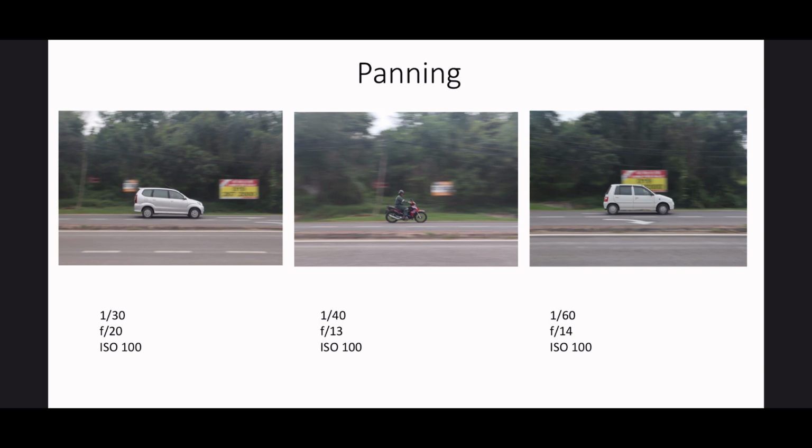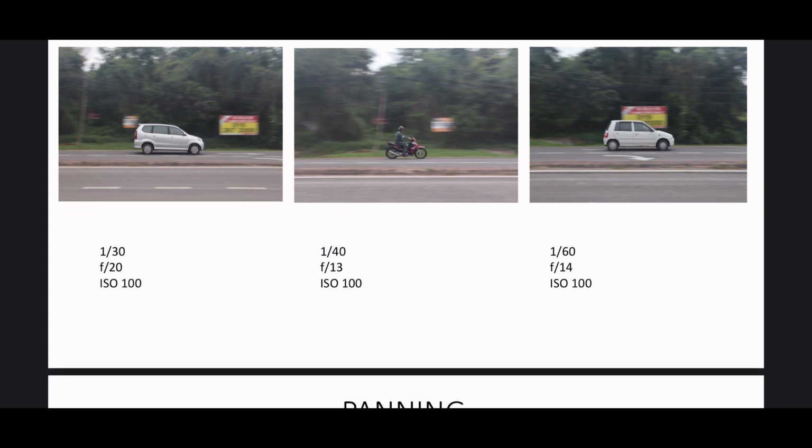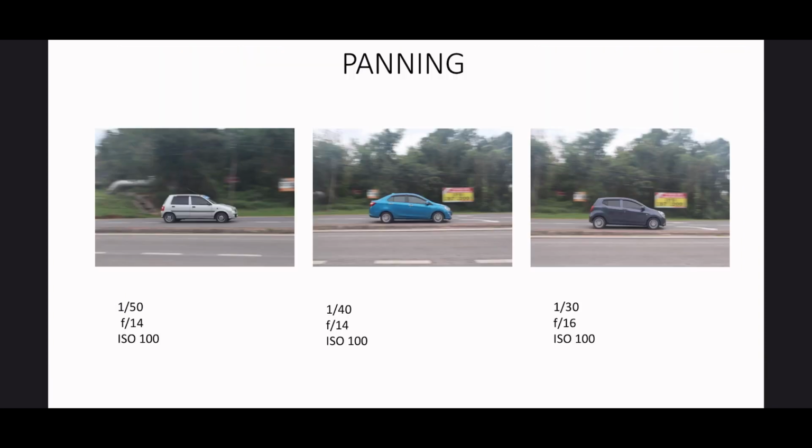Second, select continuous focus. Set your camera to continuous autofocus mode. This allows the camera to continuously adjust focus as the subject moves. Next, position yourself. Stand parallel to the direction of the moving subject. Anticipate the path of the subject and pre-compose your shot. Next, start tracking. As the subject approaches, start tracking its movement smoothly with your camera. Follow the subject smoothly and steadily, keeping it in the same position within the frame.